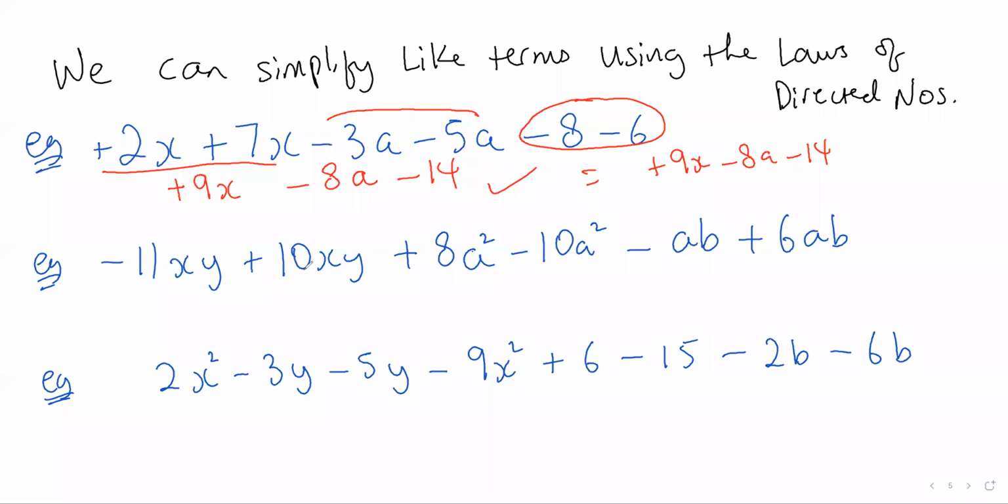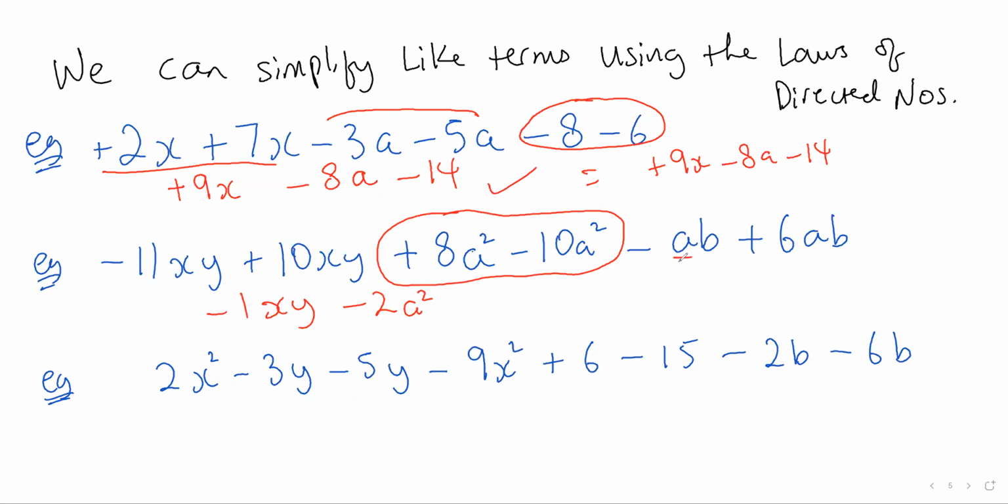So we can simplify the xy's. You're going to get minus 1xy, well, that's minus xy, right? We leave it as minus 1xy. So we subtract and keep the sign of the bigger number. Next one, I see different signs again here, and I see a squared with a squared. We can simplify the a squared, right? So we're going to simplify this using the different signs law again. Subtract, keep the bigger sign, 10 take away 8 is 2, so this is negative 2a squared, right?